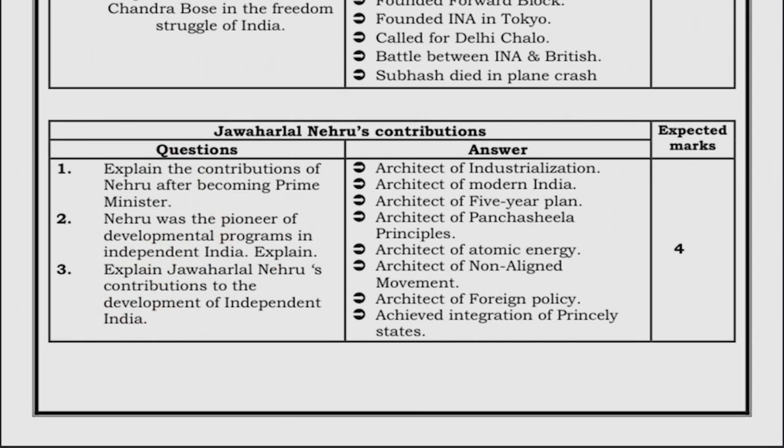He was the architect of industrialization, modern India, 5-year plan, Panchashila principles, architect of atomic energy, non-aligned movement, foreign policy, achieved integration of princely states in India.